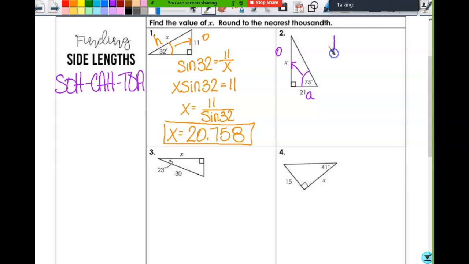Tangent. Okay, so this is going to be the tangent of 75 equals the opposite, which is x, over the adjacent, which is 21. So what do I do next? How do I get x by itself? Good, multiply by 21. So I get 21 times the tangent of 75, and then I just get to put that in the calculator just like that.